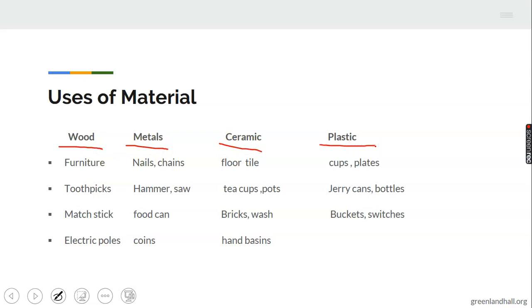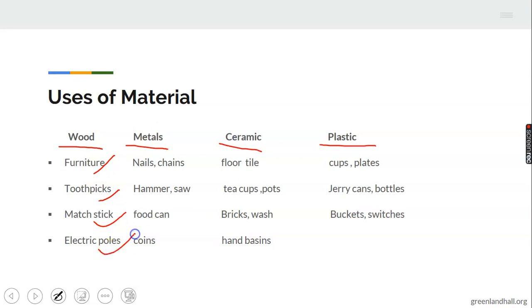Now, from wood, we have furniture, toothpicks. You know toothpicks? Go to the party and you are finished eating your meat. You want to use the toothpick to pick the remnant of the meat from your teeth. Now we have matchstick. You use it on your gas cooker, your stove. You use your matchstick on your candle.